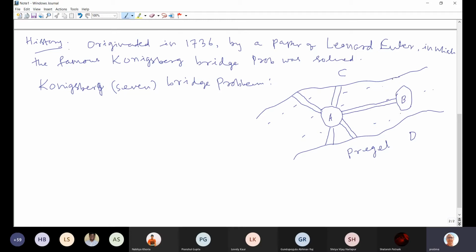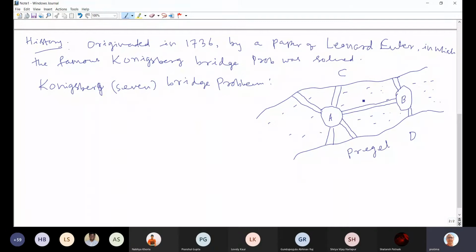So these are the seven bridges. Then what is the puzzle here? What is the problem here? In this city of Königsberg, the river Pregel was there, and there were two islands, A and B, and these two islands were connected to each other and to the banks of the river through seven bridges.